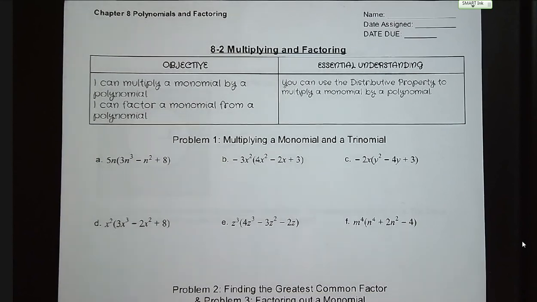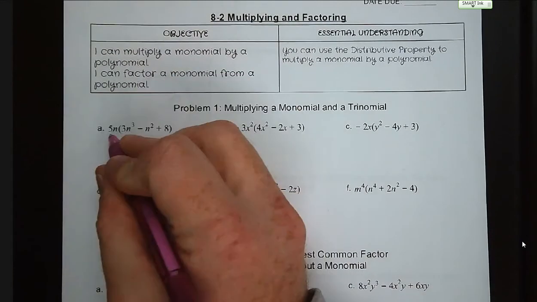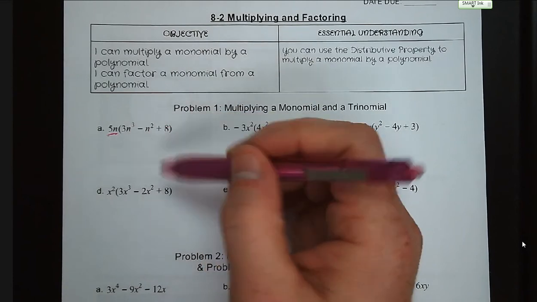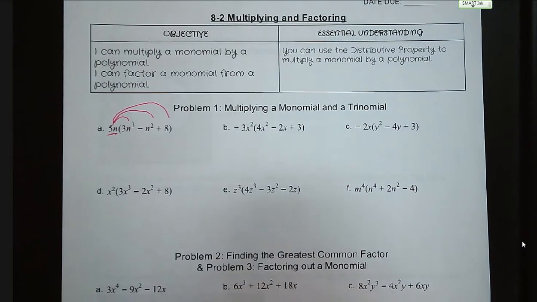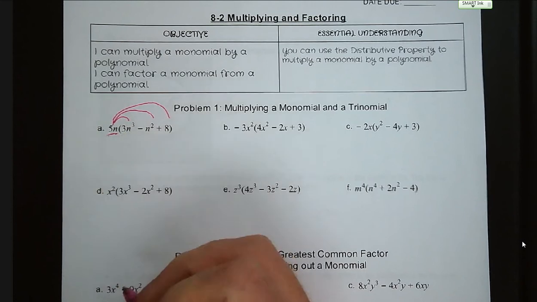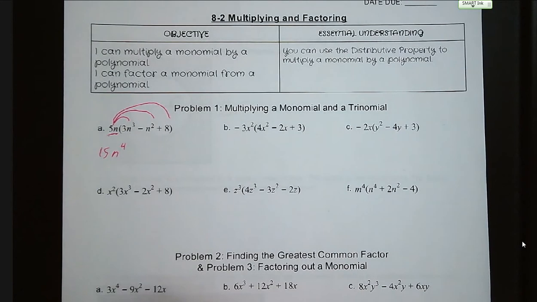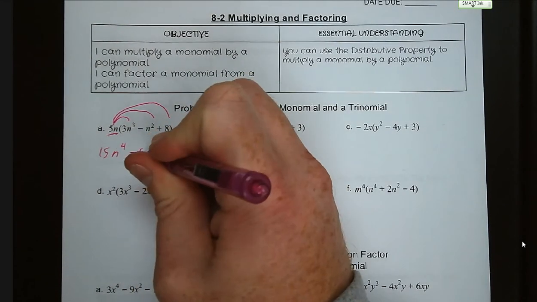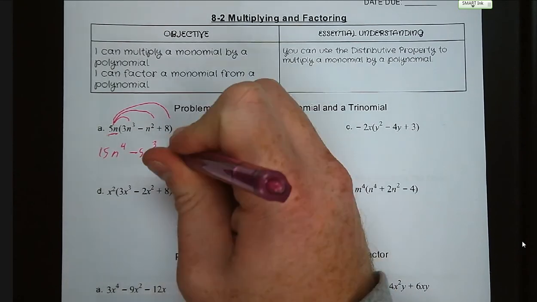So problem number one is just going to be multiplying a monomial and a trinomial. So we have 5n that's being distributed to 3n cubed minus n squared plus 8. So we use our rainbows and we're going to distribute to each of our terms. So 5n times 3n cubed is going to be 15n to the fourth. So we're using our multiplying rules of exponents. 5n times negative n squared is going to be minus 5n cubed. And 5n times 8 is 40n.